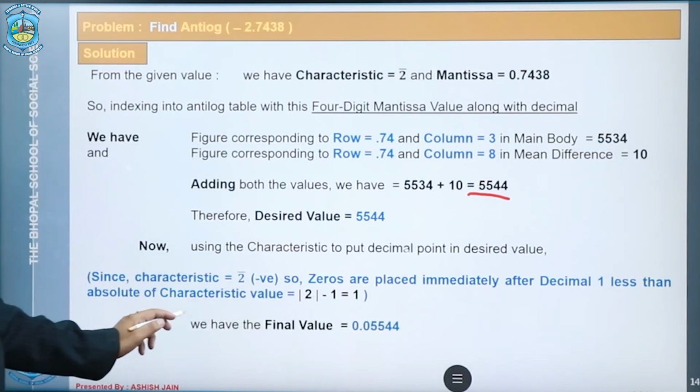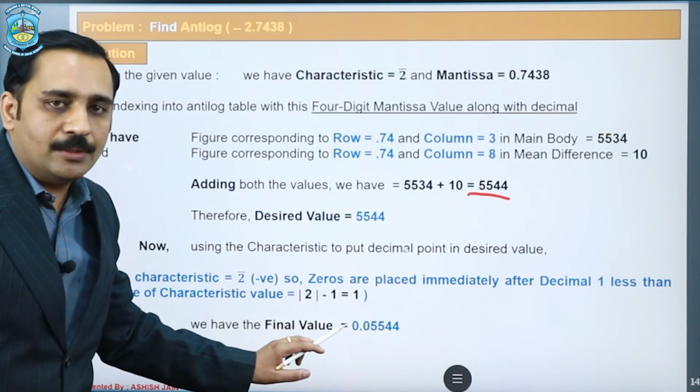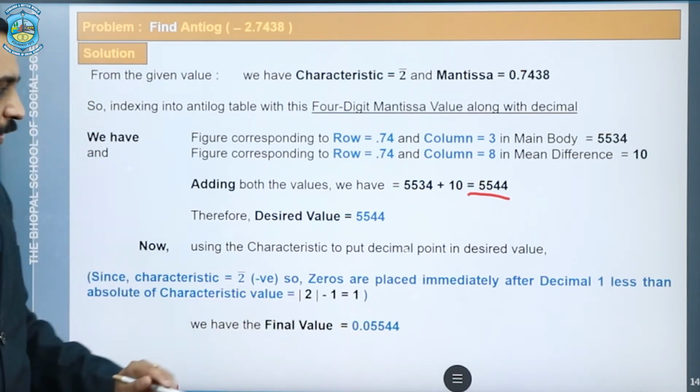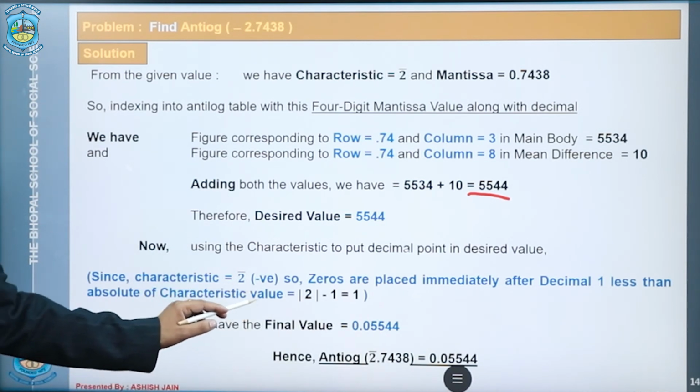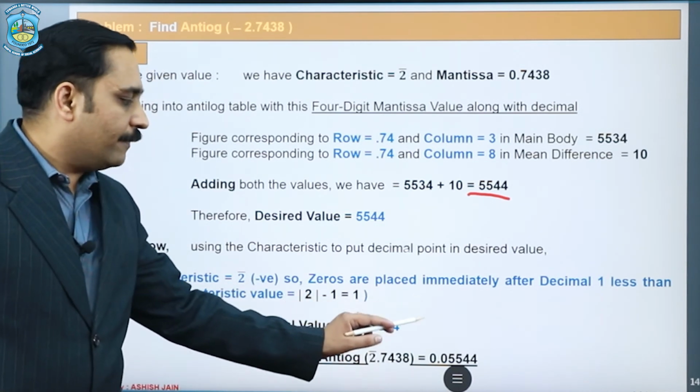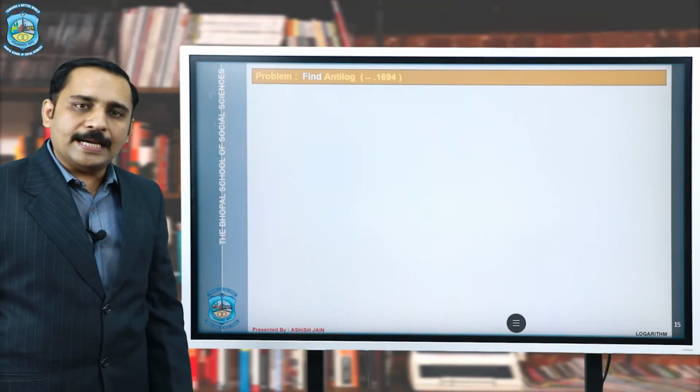That means our value is 0.05544. We have to add 1 zero after the decimal here. Clear? So this is the value. Hence, anti-log of 2 bar 0.7438 is equal to 0.05544. I hope these things are clear to you. Let us take another example.